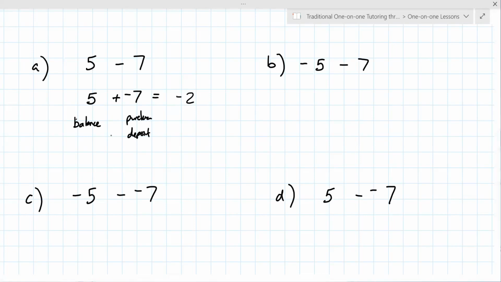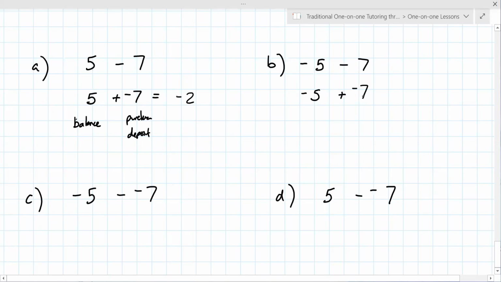Where do you want to go next? B, C, or D? Let's go to the next one. -5 minus -7. Letter B. I'm on B. Sorry. So -5 minus 7 is going to be, so leave the -5 by itself where it's at, and then it's going to be plus 7, because the subtraction goes to plus negative.